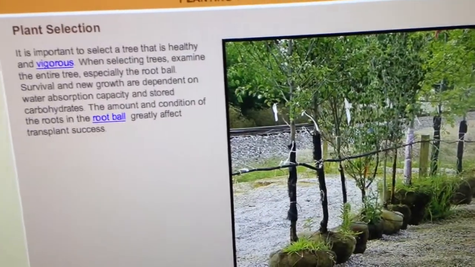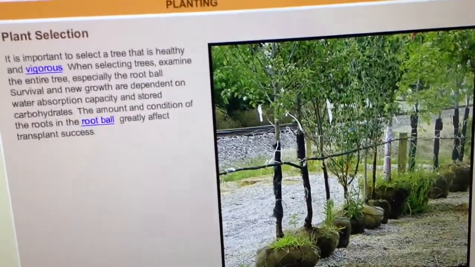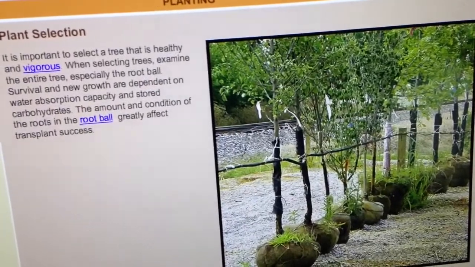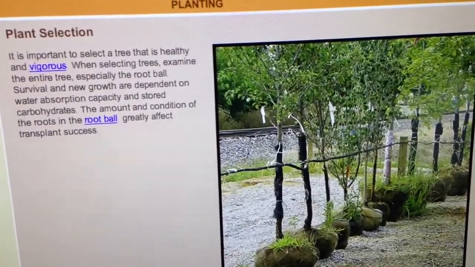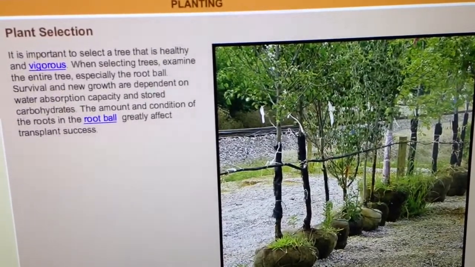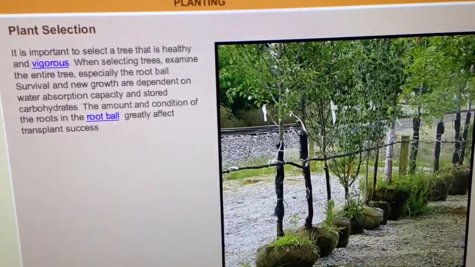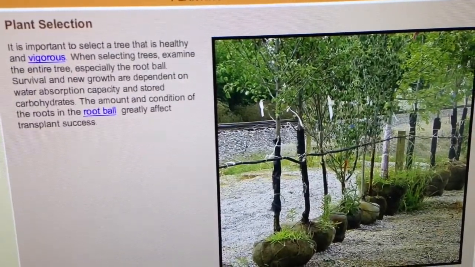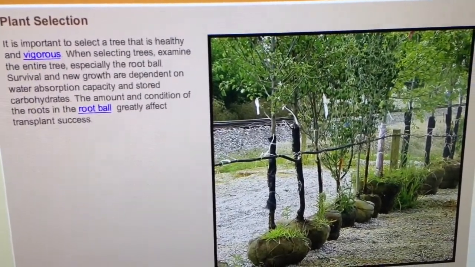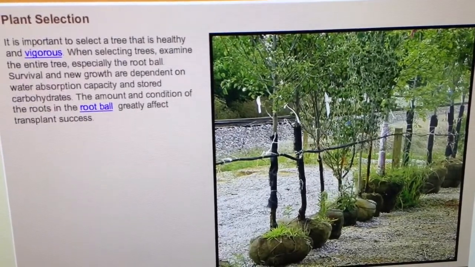It is important to select a tree that is healthy and vigorous. When selecting trees, examine the entire tree, especially the root ball. Survival and new growth are dependent on water absorption capacity and stored carbohydrates. The amount and condition of the roots in the root ball greatly affect transplant success.